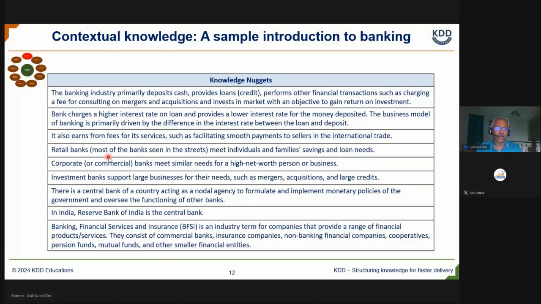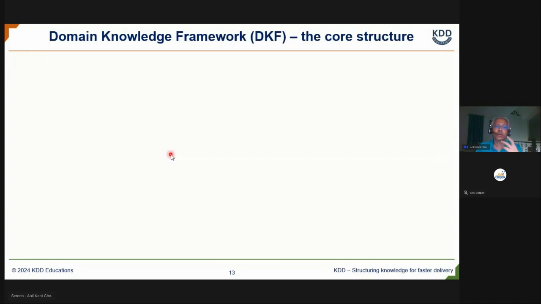Retail banks, most of the banks seen in the street, meet individuals' and families' saving and loan needs. Those are called retail banks. So like that, this is a definition or understanding, right? And it doesn't change, right? Even 20 years, 50 years later, retail bank will be known by this. So it doesn't change that much. We'll focus more on the core business knowledge, which is the inherent knowledge.